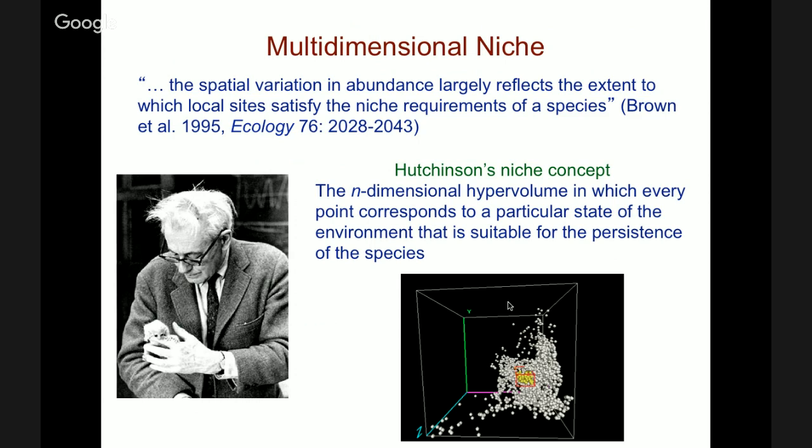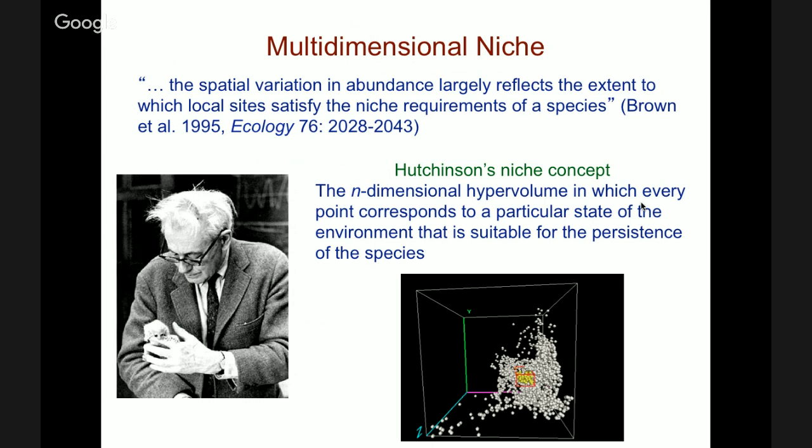And following these ideas of tolerances, Brown, in his 1995 paper, stated that this spatial variation of abundance is an expression or reflects how much local sites satisfy the niche requirements of species, and he referred to niche requirements, or he was thinking of the Hutchinsonian concept of the niche, this n-dimensional hypervolume that Hutchinson proposed as a niche.